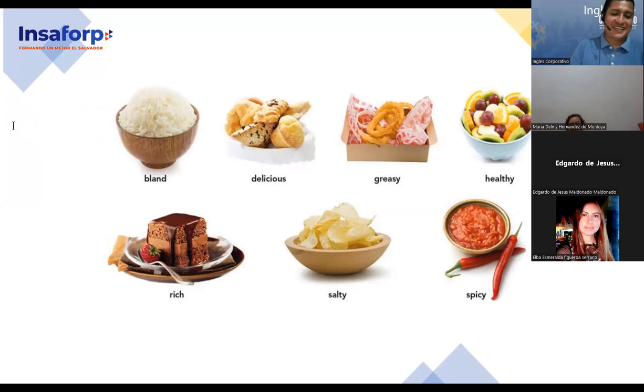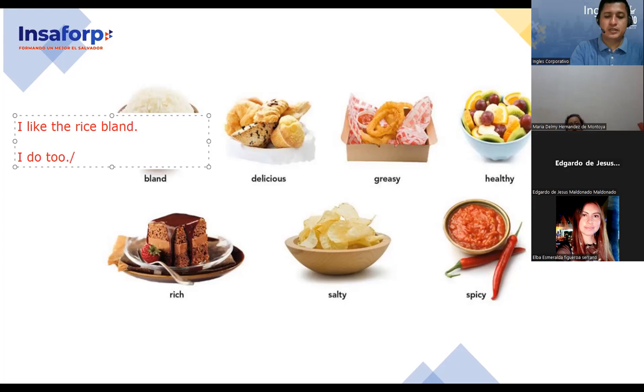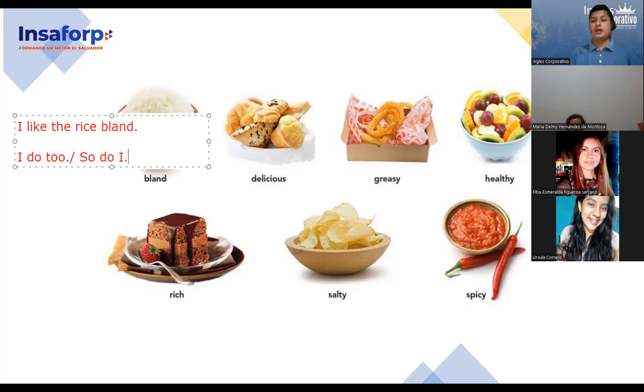I'm sorry, okay? I like the rice bland, you're saying, right? Very good. And you told me I do. And the other one? So do I. Very, very good. So I'm showing agreement about something, right? I agree with your opinion about the way you like rice. But this is agree.